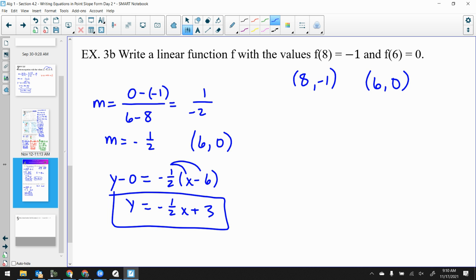All right, questions about that one? Let's just do one more. Oh, you didn't change it to f of x. Oh, thank you. What would I do without you, Noah? F of x is equal to negative 1/2 x plus 3.